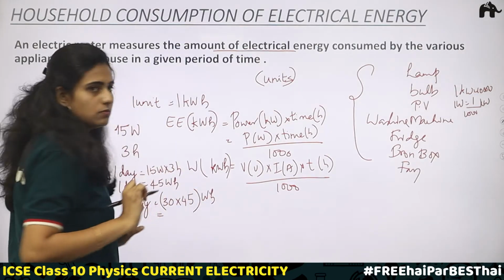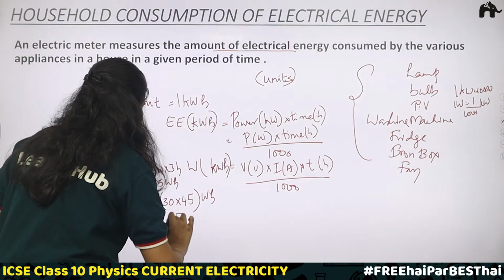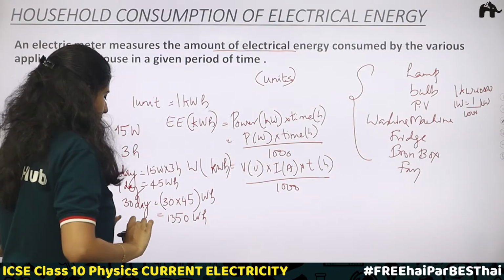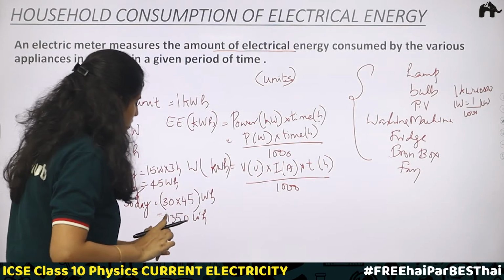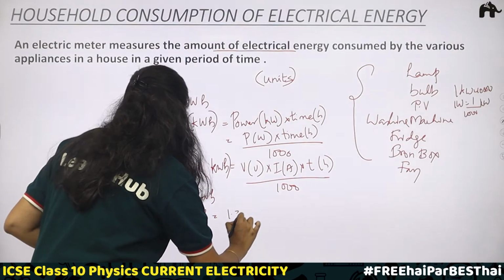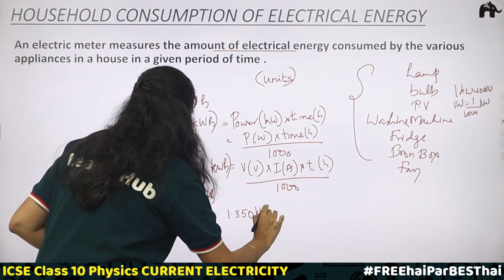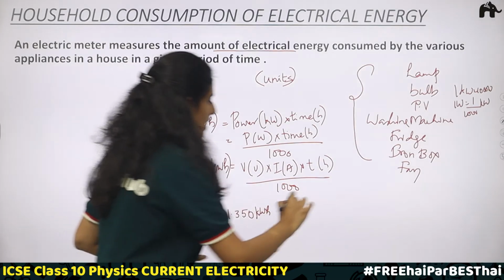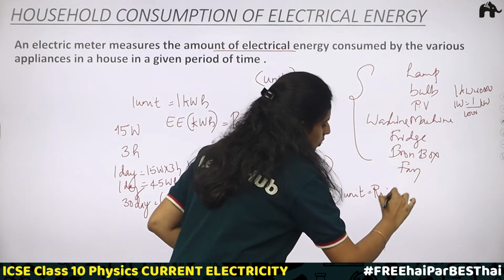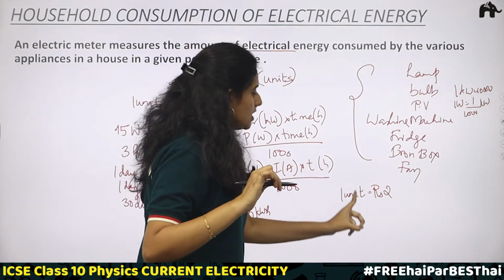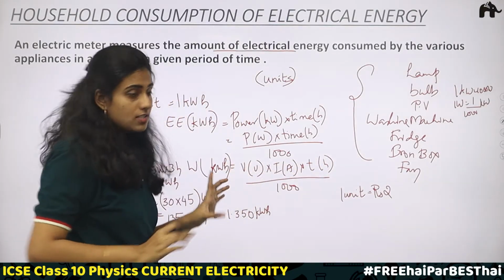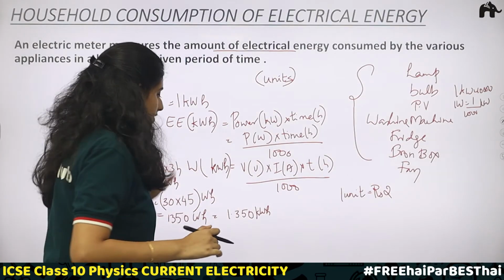And what is it equal to? This will be equal to 1350 watt hours. So for the single device, 1350 watt hours of energy is consumed, or this is equal to 1.350 kilowatt hours of energy consumed. Now, if I say that for 1 unit of energy the rate is rupees 2, that 1 unit of electric energy is available at rupees 2, then what is the total cost for only a single device? How do we calculate it?